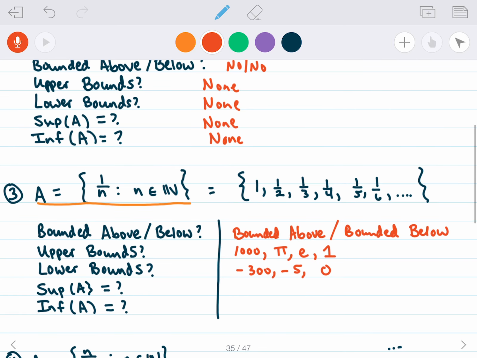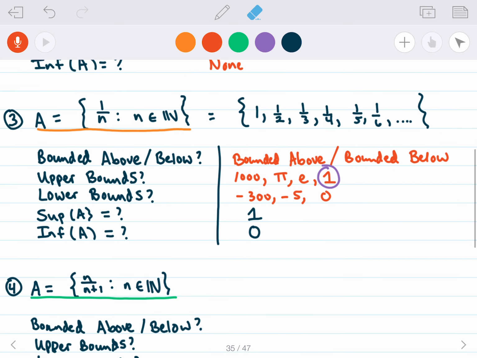What's the smallest upper bound we can possibly have? Well, that's going to be 1. We can't have a smaller number than 1 that is bigger than or equal to everything in this set. So the supremum is going to be 1, and the infimum, the greatest lower bound, is going to be 0. Okay? And we're going to prove this eventually, I think, in this slideshow. But yeah, that's the idea here.